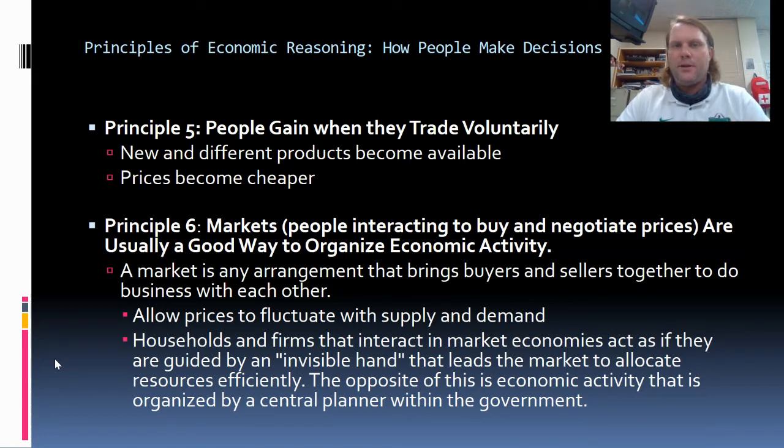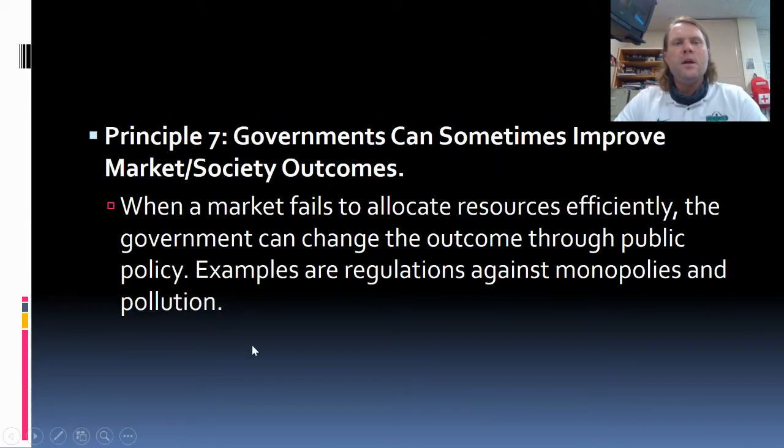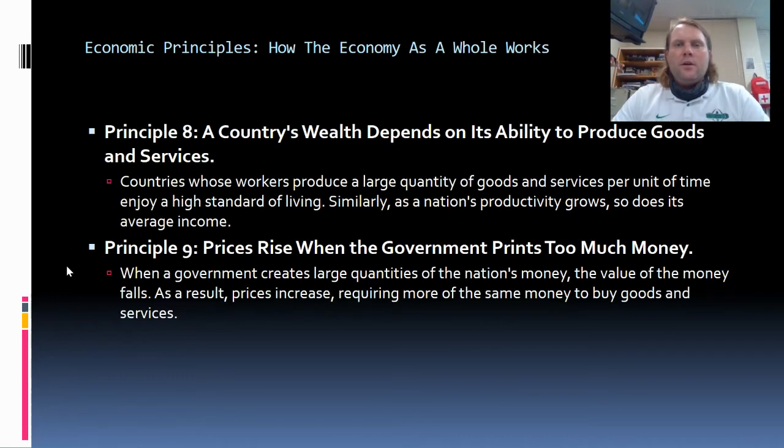We don't see it happening at a grocery store, but those grocery store owners know exactly where to set those prices as they are putting stuff on shelves and putting stuff on sale and stuff like that. Sometimes the government can make things better. Again, that's going to be talked about in a more distant unit, but the government can do things to improve things, and so we'll talk about that when we get there.